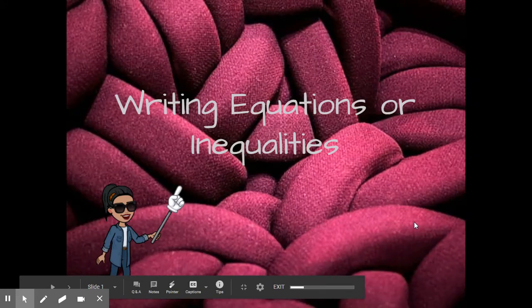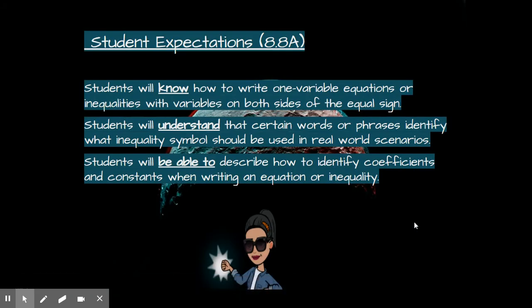Hey guys, so today we're going to learn how to write equations or inequalities from word problems. So it's super easy, just pay close attention. You just have to read really carefully.